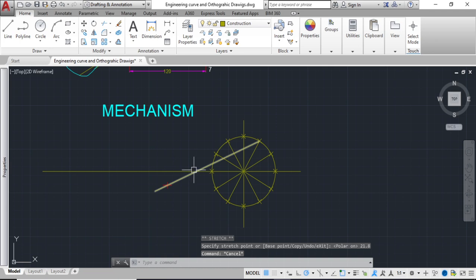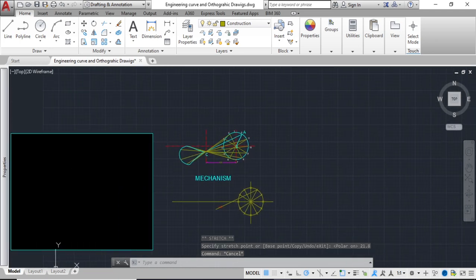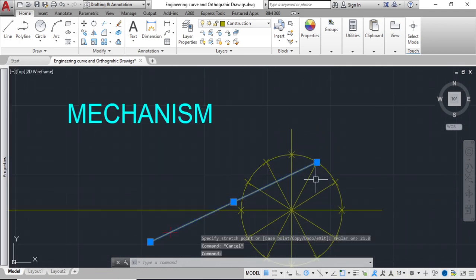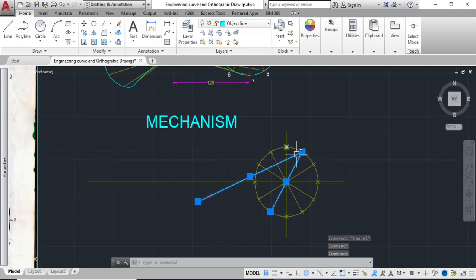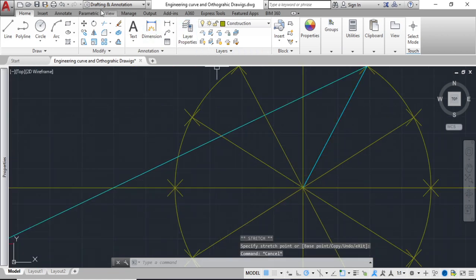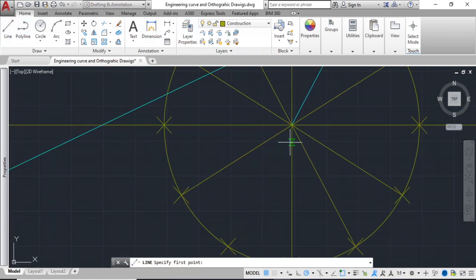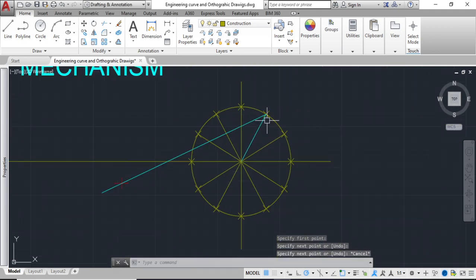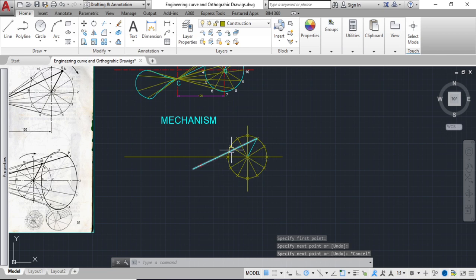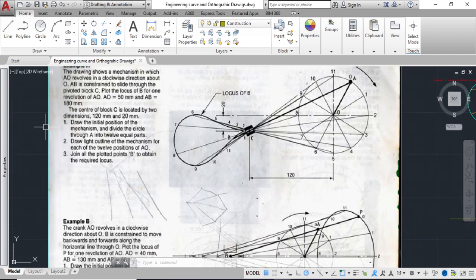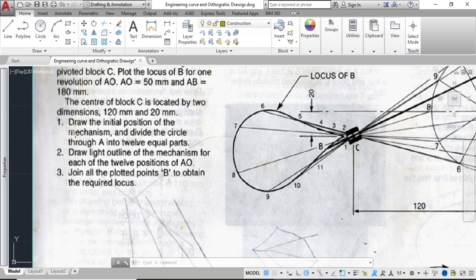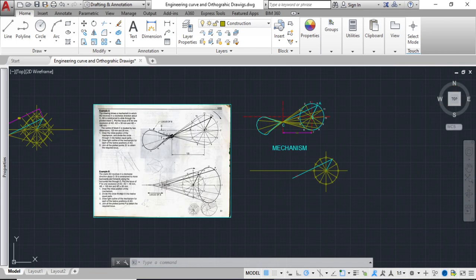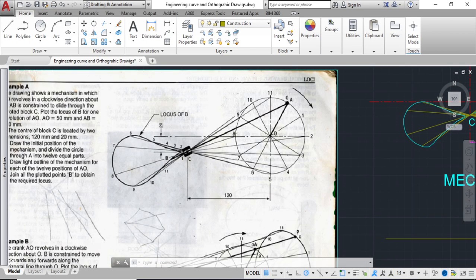So the first line has been drawn, and this first line is representative of this crank. So we're going to brighten it now, to object line. Not all of it is object line, so we're going to rejoin this one. Alright, that's where we have the crank. So this is the crank in its original position as it asks us to do. It says to draw the initial position of the mechanism. So this is the initial position with the dark lines and the circle.